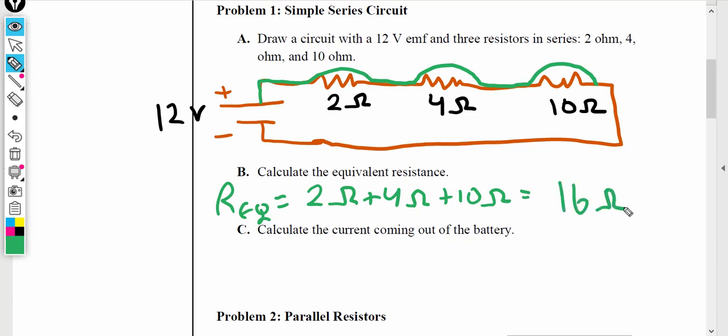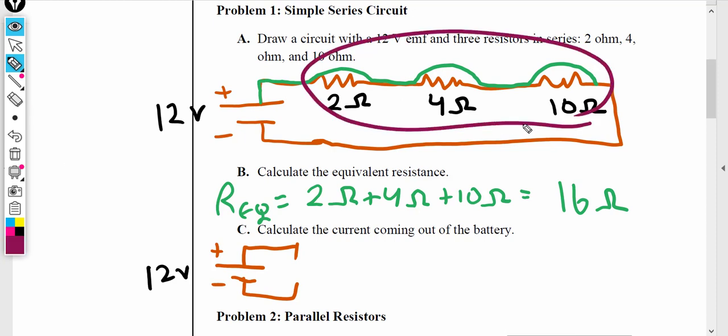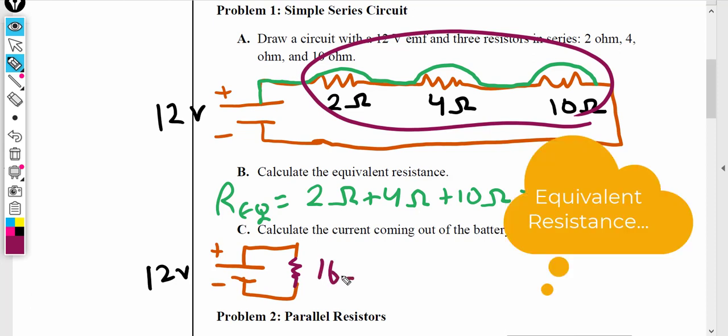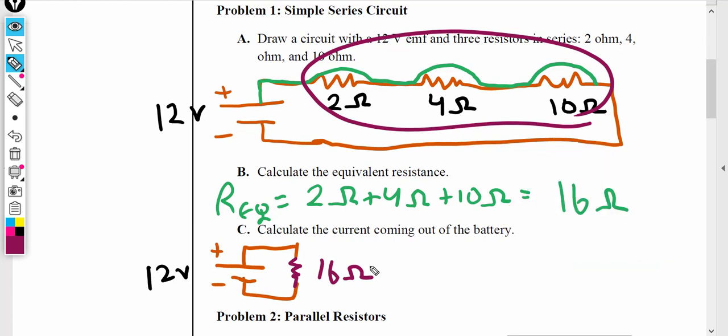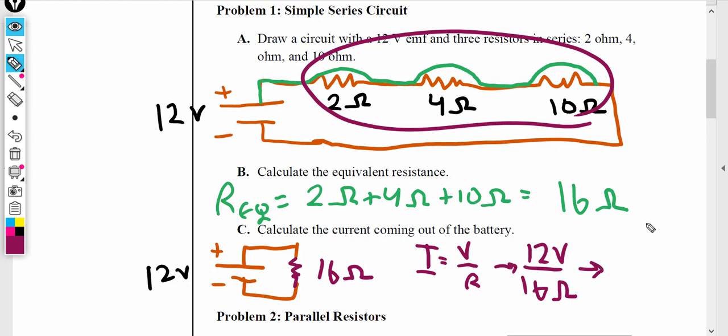So what I'm proposing to you is that we could essentially redraw this, but all 3 of these resistors can now be drawn as just one resistor. So that's what equivalent resistance means. I took the 2, the 4, and the 10, and now I made it into a 16. Okay. Now to find this current, we would of course use Ohm's law. When you do problems of this nature, please do your best not to rush until the end. It is very important that you don't do that.